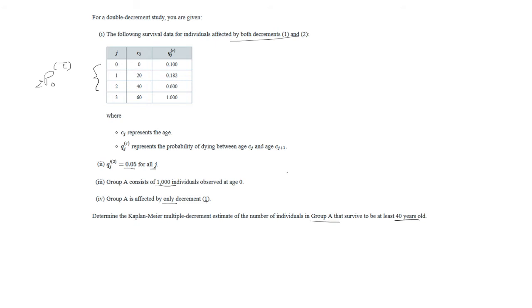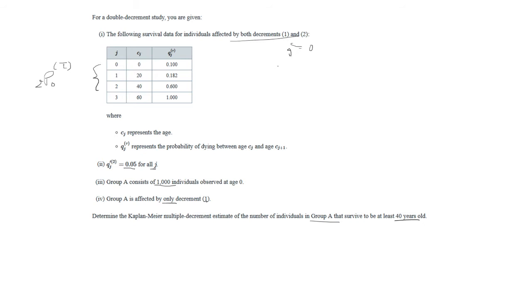So we're only affected by decrement 1, which is very nice. So that simplifies things. But we're only given what Q prime J of 2 is. Can we find out what P prime J of 1 is? That's the question. Okay, well, let's start with when J equals 0.